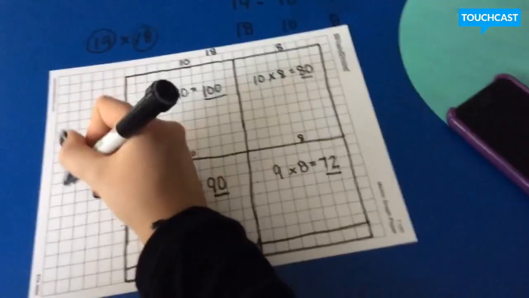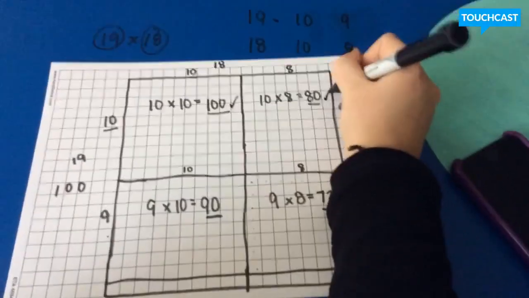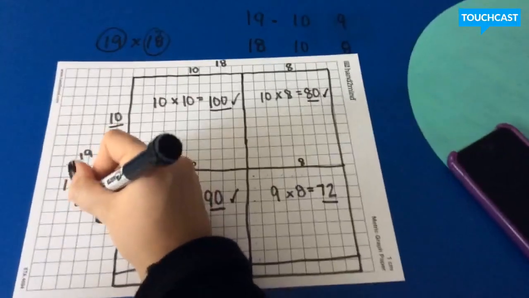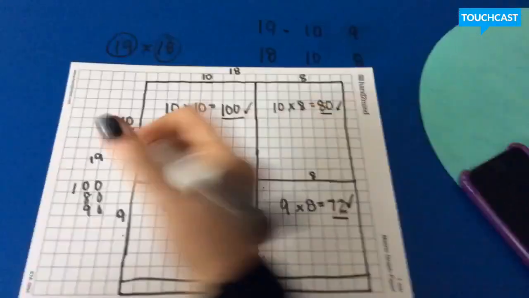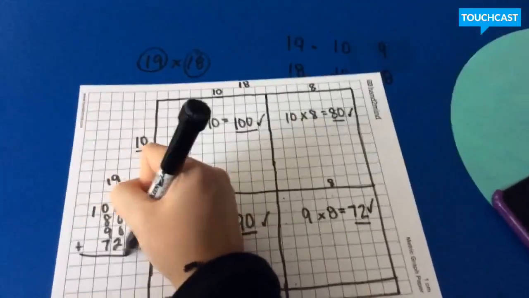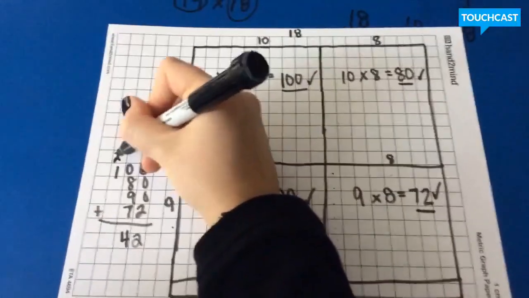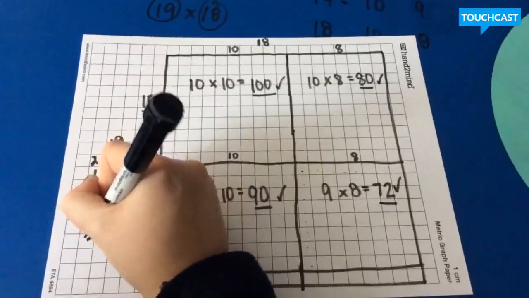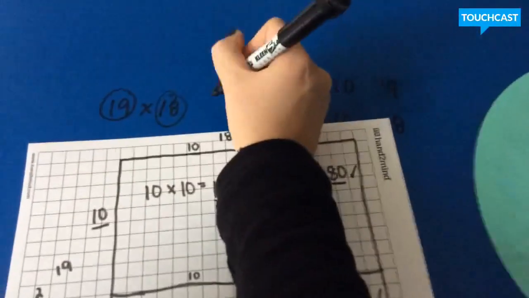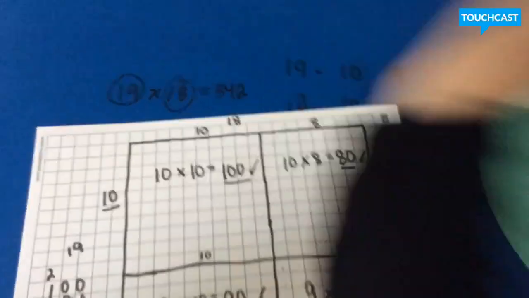So I'm going to do it on the side. 100 from this one plus 80 plus 90 plus 72. Add them all up. 2, 24, and then 3. So my final answer for 19 times 18 is 342.